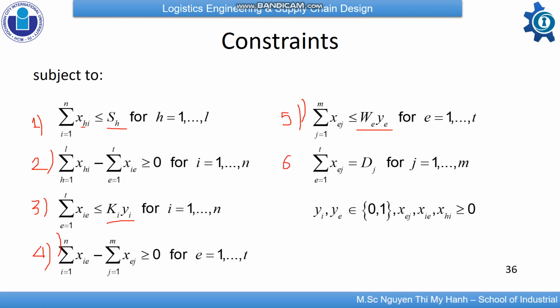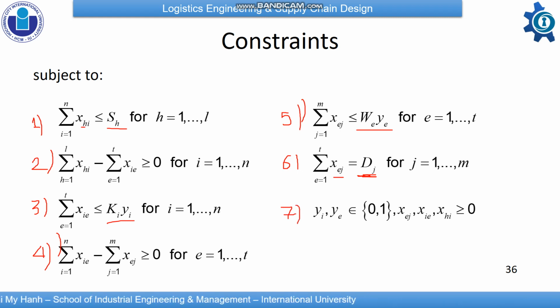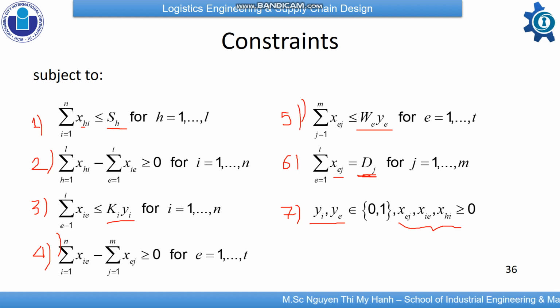Okay, and 6 is the total quantity delivered from the warehouse to the market J has to be equal to the demand of the market J. Okay, and the seventh constraint is the binary variable, that is yi and ye belong to 0 and 1, and all our decision variables are larger than or equal to 0.